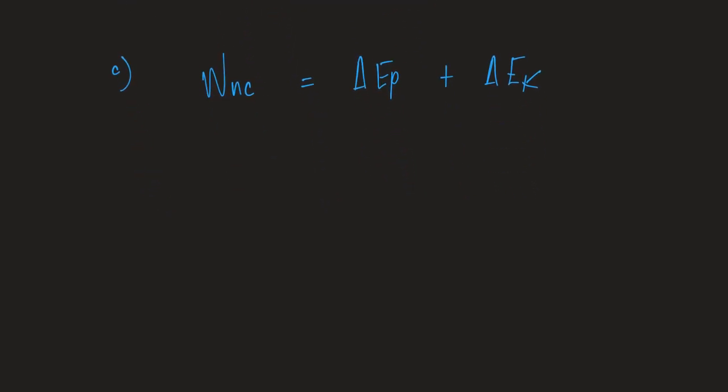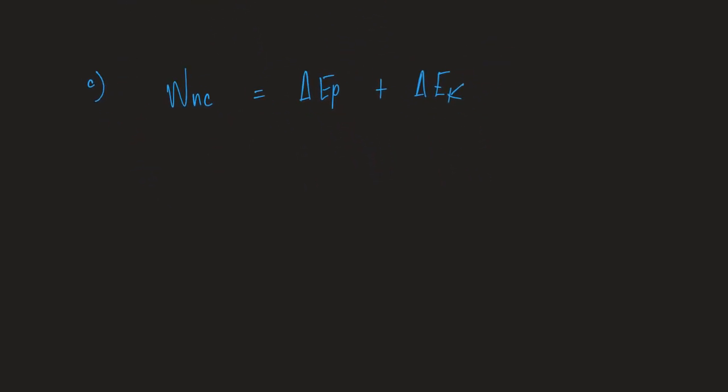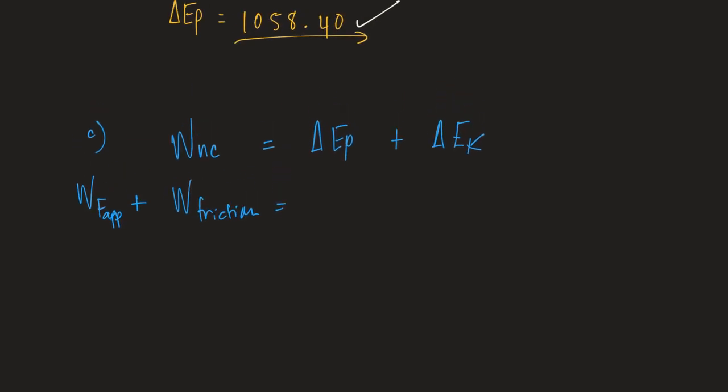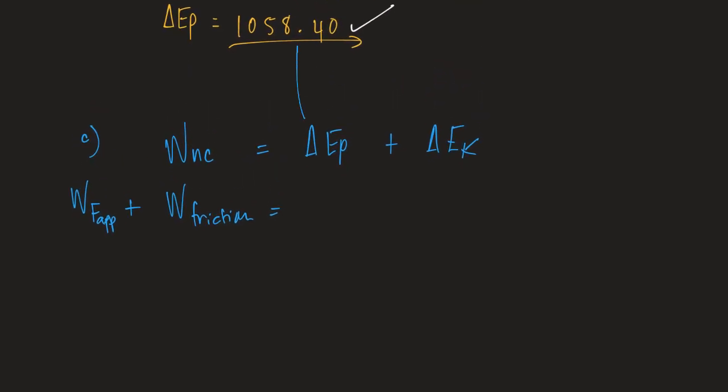All right, so let's just analyze all of this stuff first. The first thing I need to understand is what we mean by work done by non-conservative forces. I must first identify those forces. So I know that I have the work done by friction plus the work done by the applied force, which is equal to the change in potential energy we already calculated there. So I know that this is 1058.40. Done. So that's sorted out.